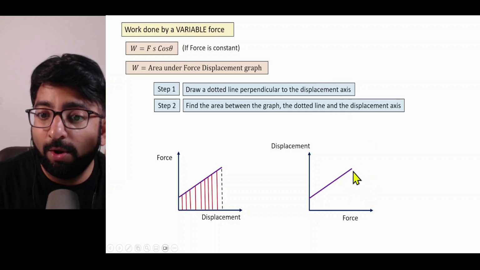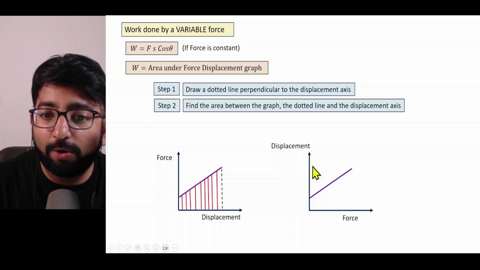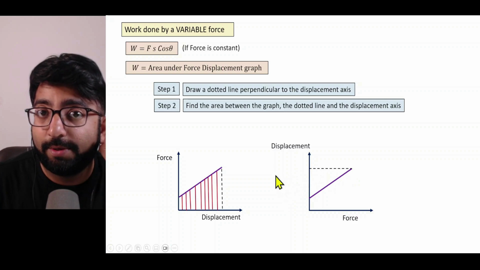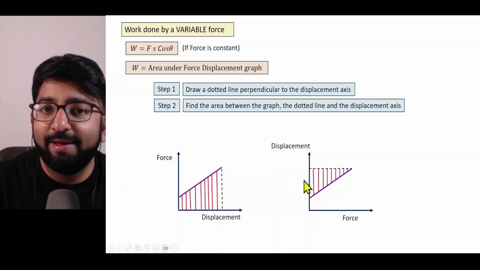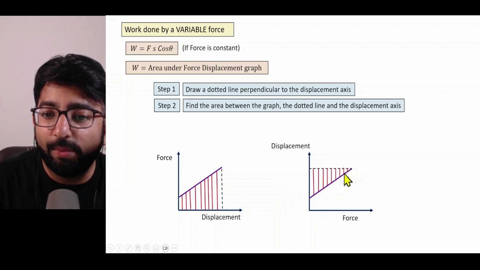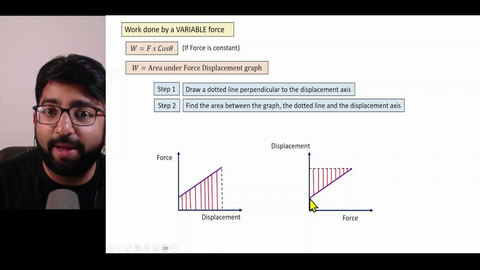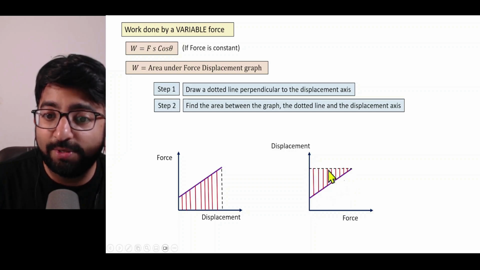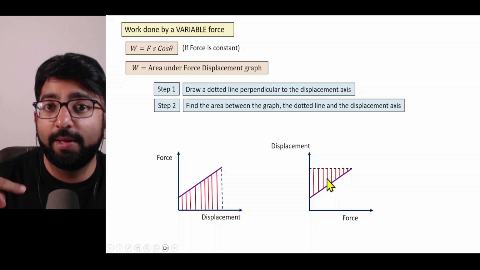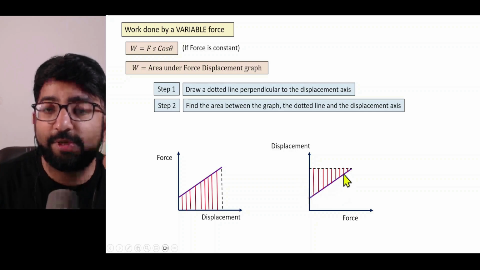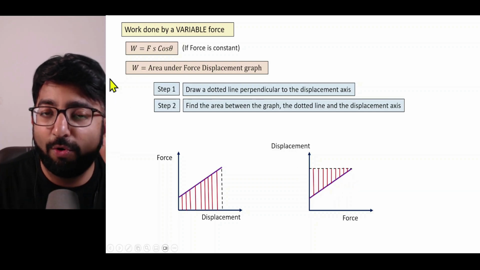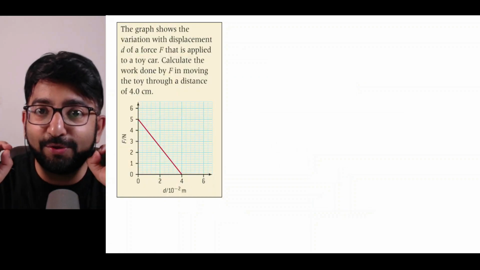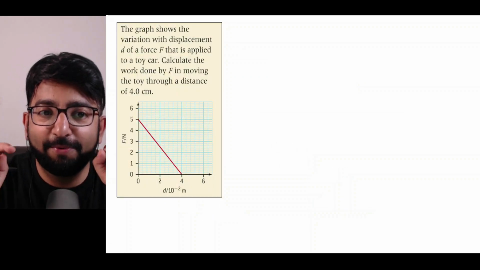So this is the end point. All we need to do is draw a dotted line perpendicular to the displacement axis, and then we shade the region between the graph, the displacement axis, and the dotted line. So this region we have to figure out the area for. The area of this shaded region will give us the value of the work done. So now we can solve this question using the concept of area.